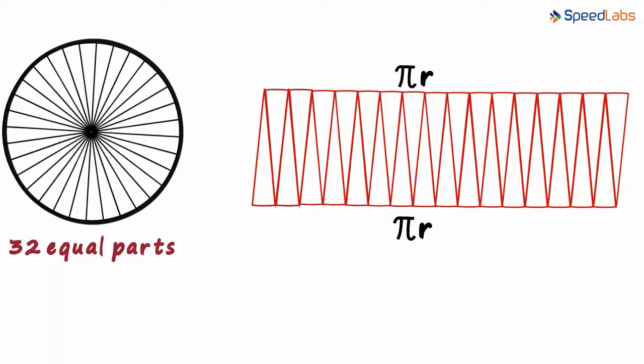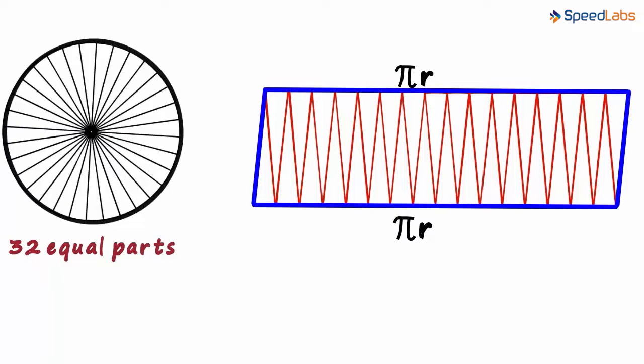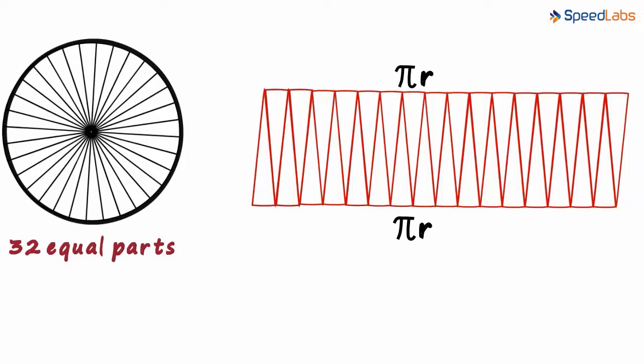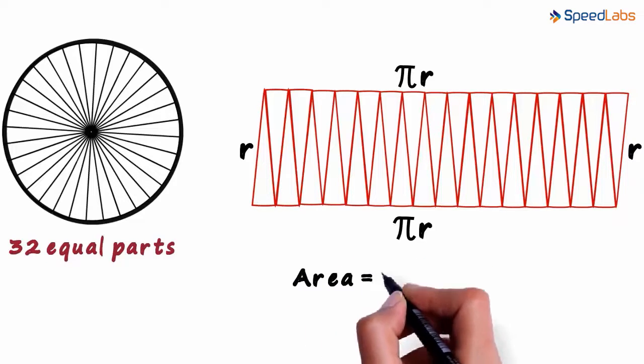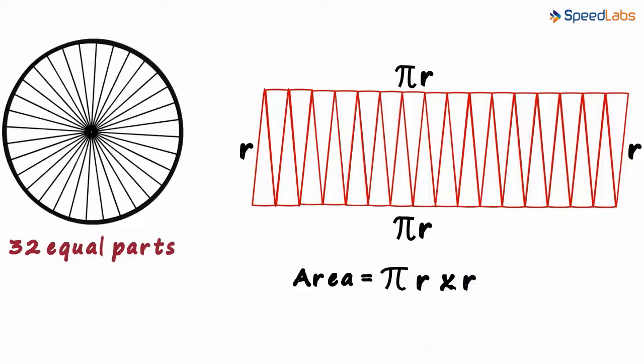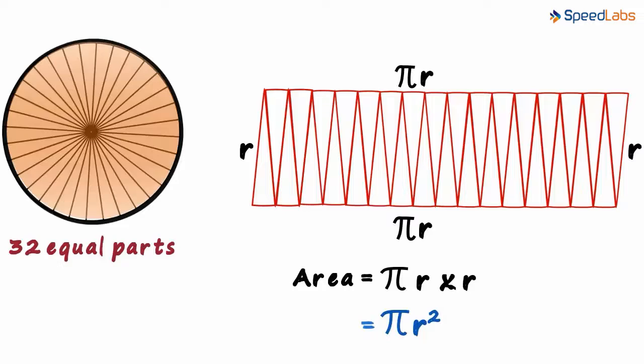But if you notice, this is slightly slant and is not a perfect rectangle. So we can say that it is approximately equal to the radius of the circle, which is r. This will be r and this too will be r. This is the length of the rectangle and this is its breadth. Since the area of the rectangle is length multiplied by breadth, in this case it will be pi r multiplied by r. And that gives us pi r squared. That's how we get the area of a circle as pi r squared.